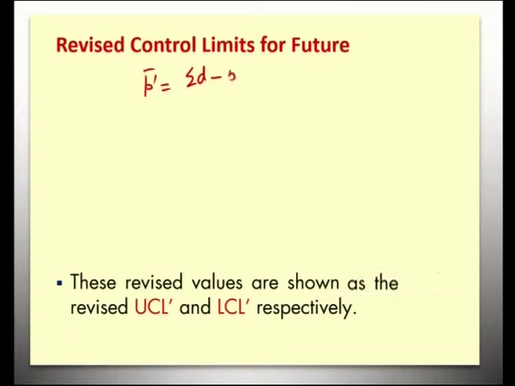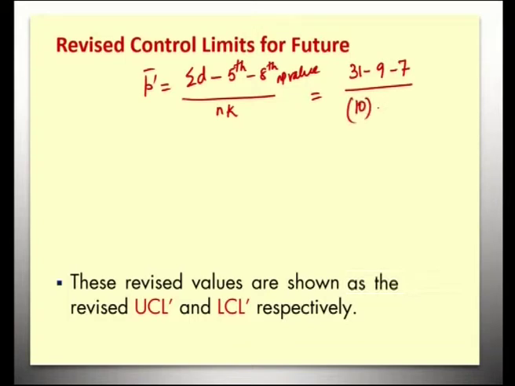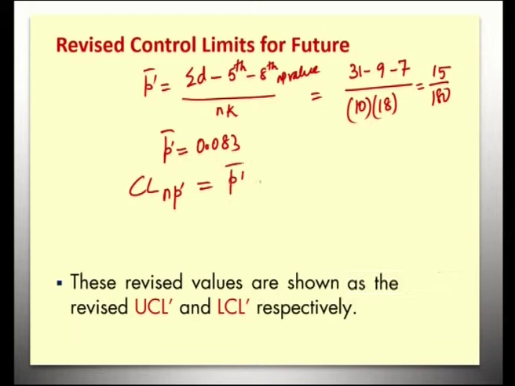So, summation D minus the 5th and 8th NP values, divided by nk. That is 31 minus 9 minus 7, divided by the number of items in each sample, which is 10, not disturbed. The number of samples is disturbed, therefore out of 20 we have only 18. So we have 15 divided by 180, and the P bar dash value comes to be 0.083. Next, CL of NP dash, since it is new, is n P dash bar, which is n is 10 times 0.083. So CL of NP dash is equal to 0.83.